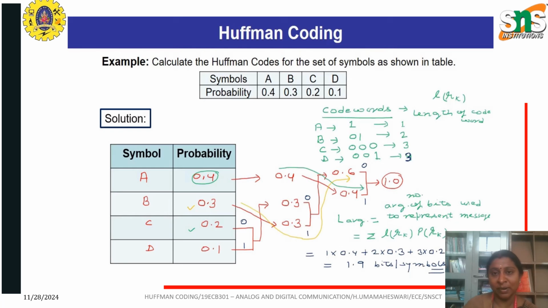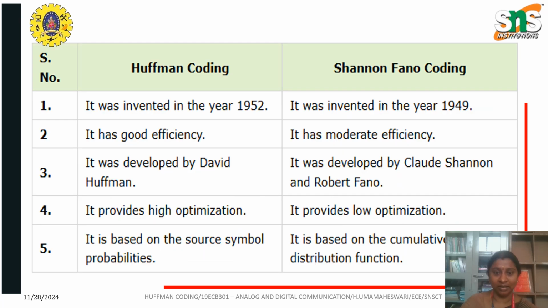So 1 minus the particular efficiency, 98, 97, etc., will be used, and that will be the redundancy there.